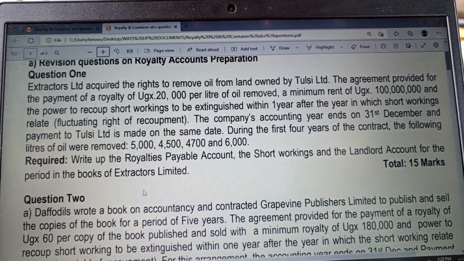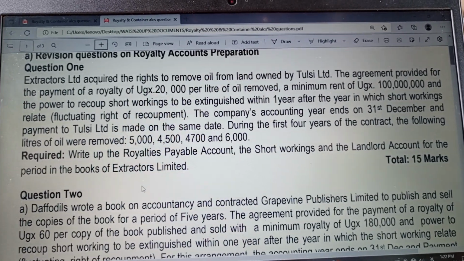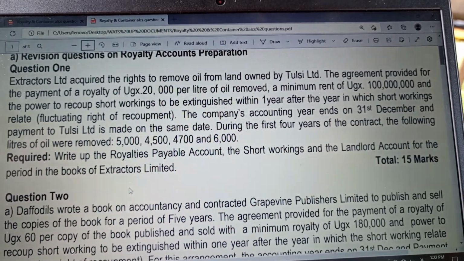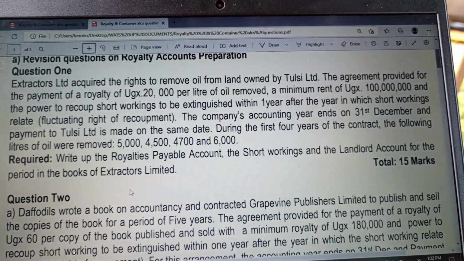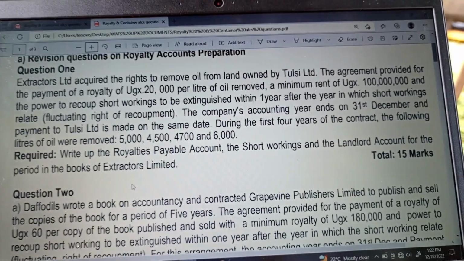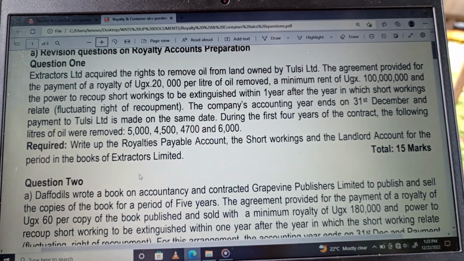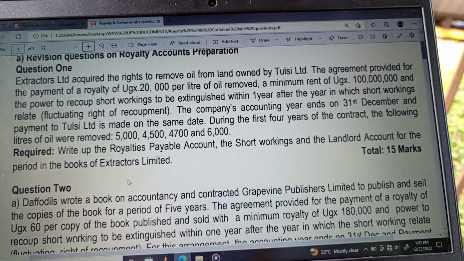So we are going to work out this first number, question 1, whereby we are going to look out for terms in the question like minimum rent, then the royalty that is supposed to be paid, and whether it is computed on the sales or on the output. Then also the power to recoup short workings. Is it a fluctuating rate of recoupment or fixed rate of recoupment?